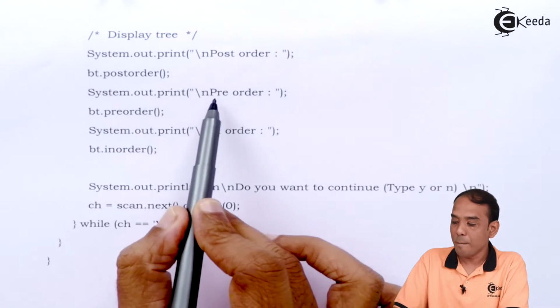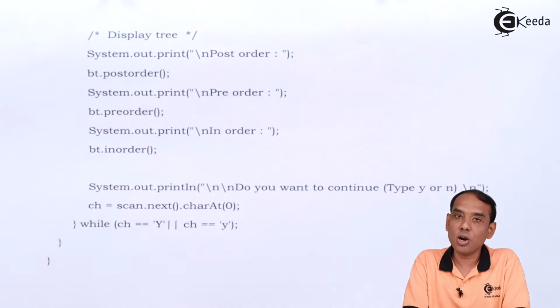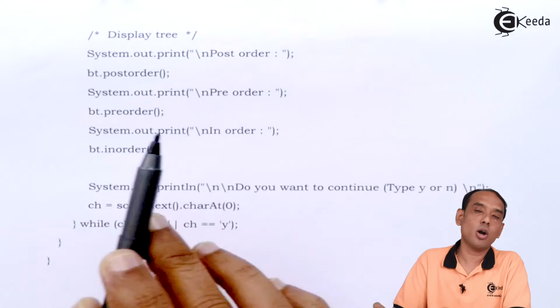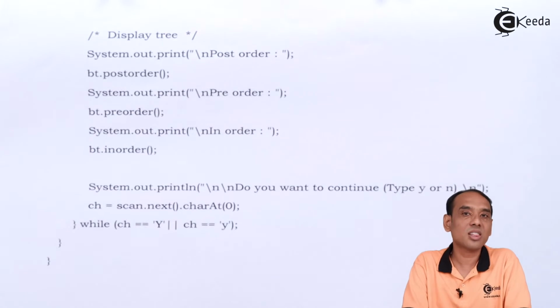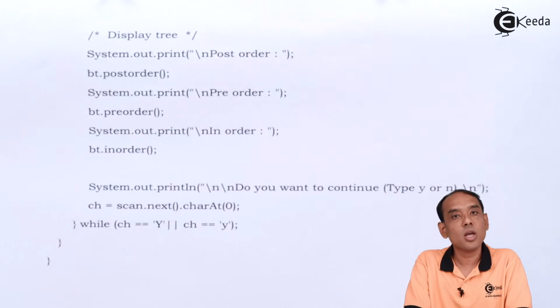Then we call for the pre-order. So, for pre-order, we write bt.preorder. Then last will be in-order. For in-order, we are going to write bt.inorder. So basically there are three techniques for traversal: pre-order, post-order and in-order. Based on which function you call, that particular traversal will be performed.